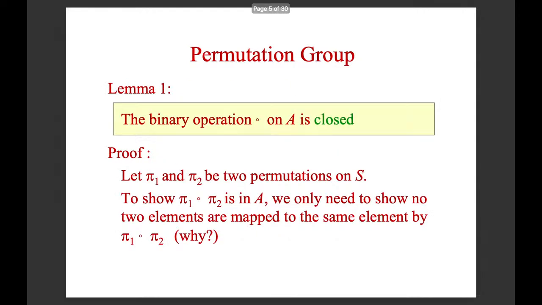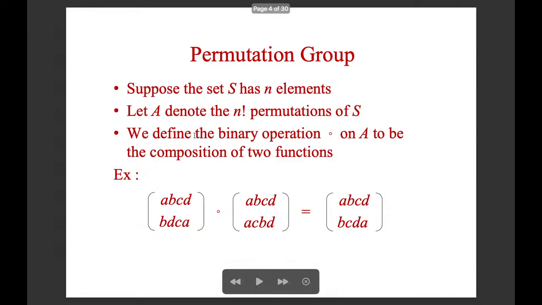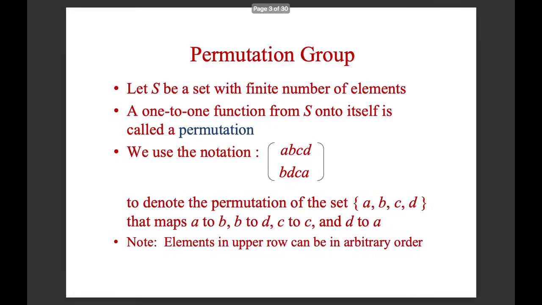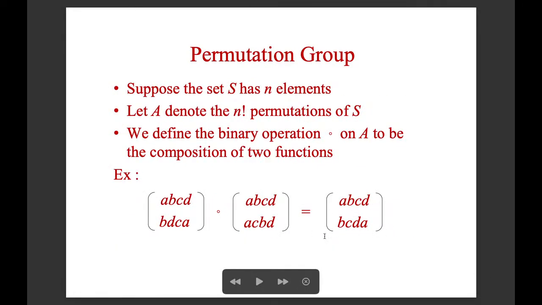Now it turns out that this binary operation dot on A, where A is all the possible permutations, is a closed operation. If we begin with a permutation and another permutation, the resulting one will also be a permutation. The proof is rather easy, so you can verify this by yourself. It is worth checking: as long as we can see that in the resulting permutation each character appears exactly once.